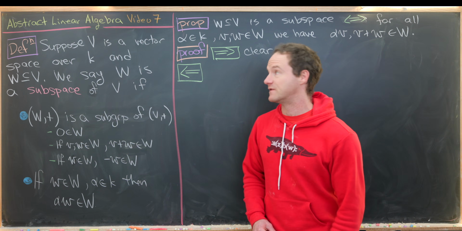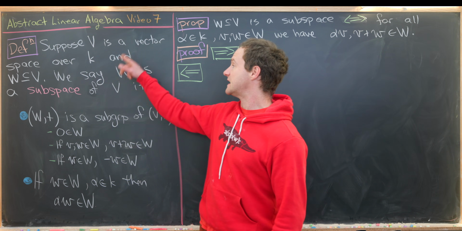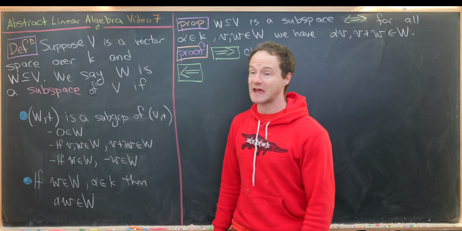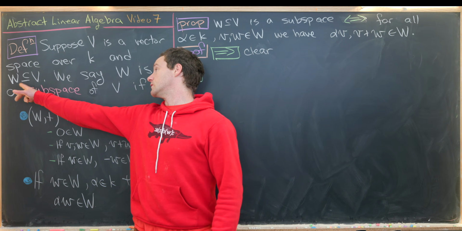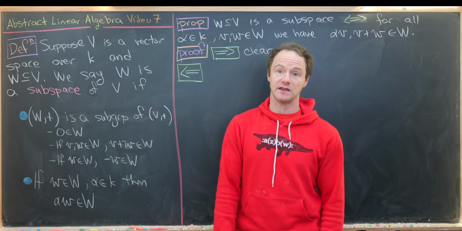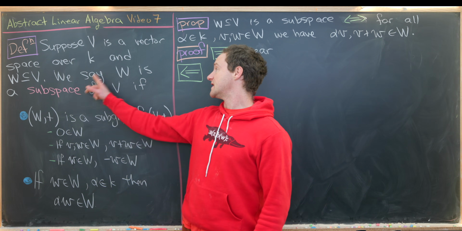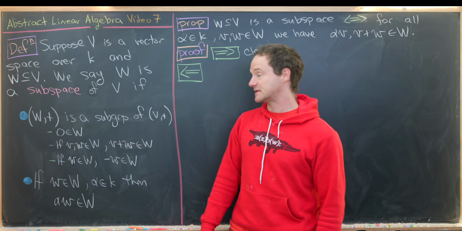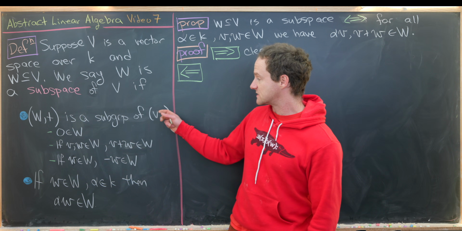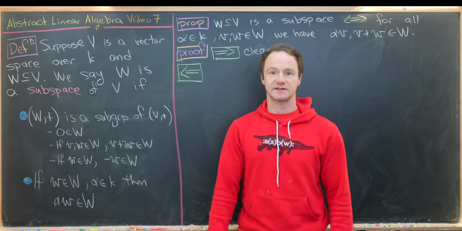So let's look at the definition. Let's suppose that V is a vector space over a field K and W is a subset of V. So at the moment, it's just a subset, no other structure. We say that W is a subspace of V if it has the following two characteristics.